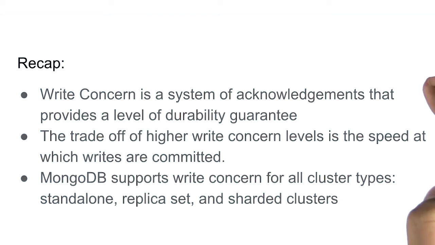To recap, write concern allows your applications to request a certain number of acknowledgements for a write operation from the MongoDB cluster. These acknowledgements represent increasing durability guarantees for a given write operation. Write concern comes with a trade-off of write speed. The higher the guarantee you need that a write is durable, the more time the overall write operation requires to complete. MongoDB supports write concern on all deployment types. That means standalone, replica sets, and sharded clusters all support write concern.